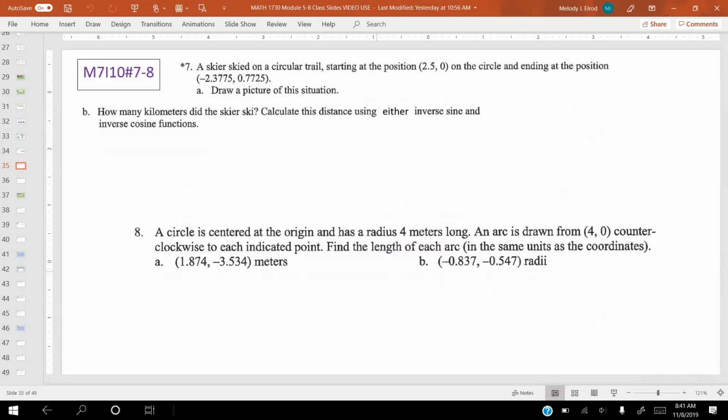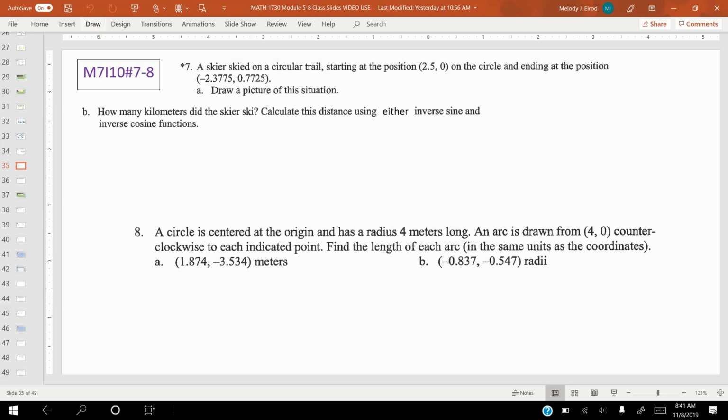Module 7, Investigation 10, problem number 7. It says a skier skied in a circular trail, starting at the position (2.50, 0) on the circle and ending at the position (-2.3775, 0.7725). Let's start by drawing a picture of the situation.